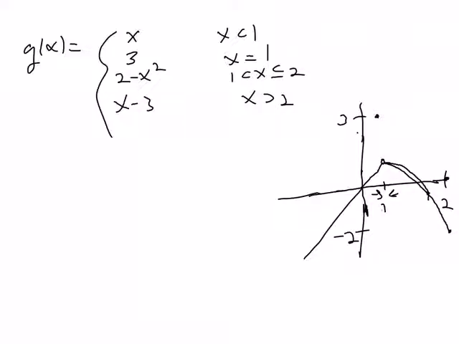And then when we are greater than 2, we get a line. Sorry, the line does not start there. We know that it starts at -1. So right here, at -1, our line starts, and then we just have a line like that. So that's how our function looks.